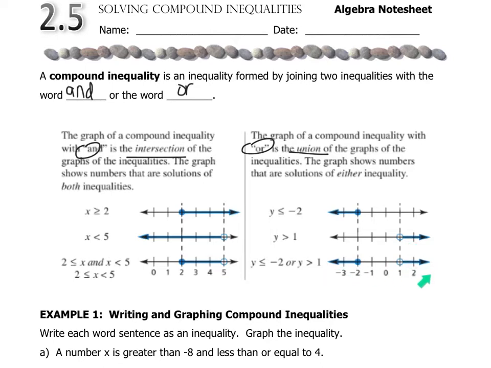So it's not like over here where you have to be in both. As long as you're a number that's in one of the two inequalities, you can consider yourself shaded. That's the difference between an "and," which is an intersection, and an "or," which we call a union.